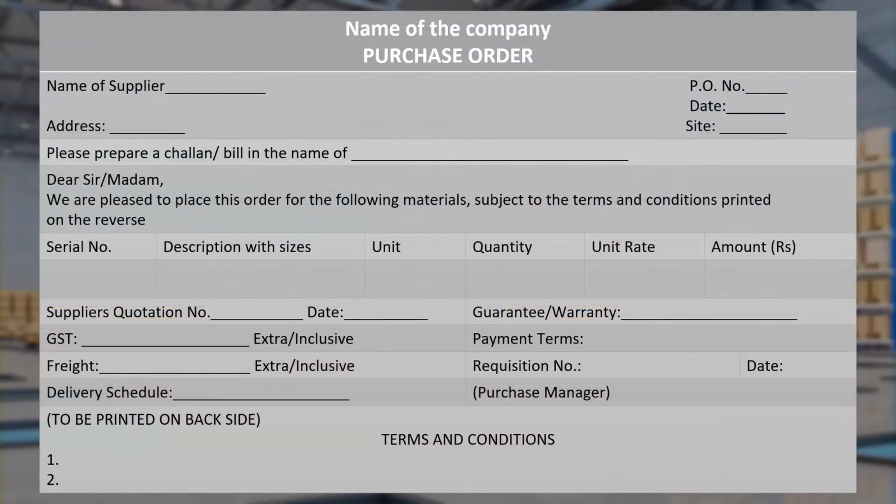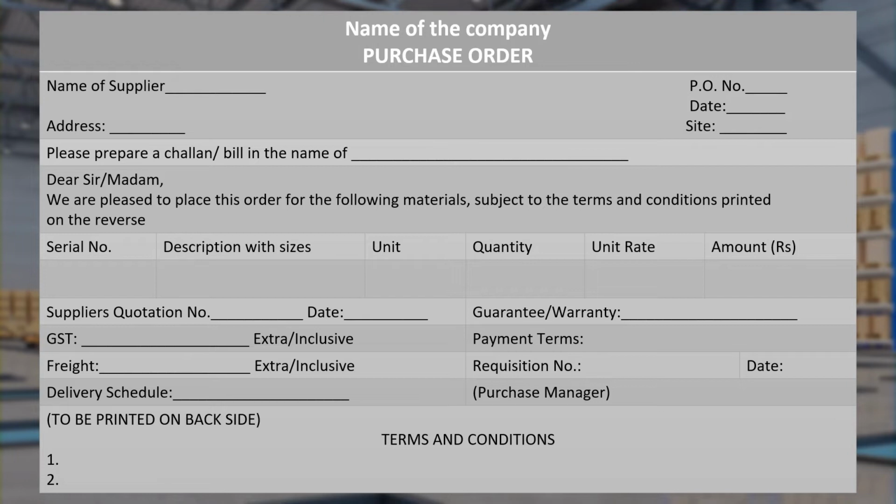Now this is the required format to issue a purchase order. The name of the supplier is there; it could be a prospective supplier, or a supplier who has already supplied in the past. The serial number is written, then the description with sizes, the unit quantity, unit rate, amount, supplier quotation, and everything. What is the GST, freight charge, payment terms, requisition, everything is there.